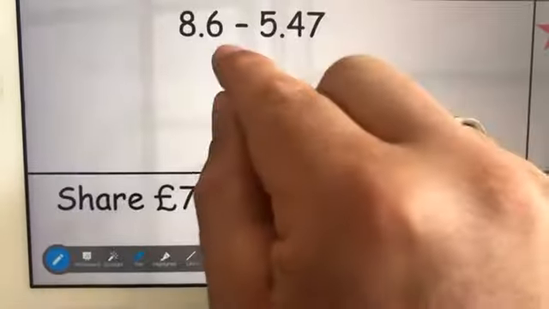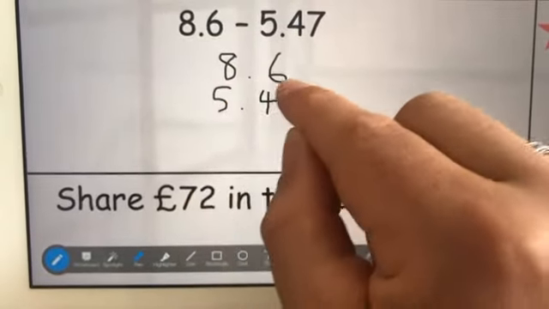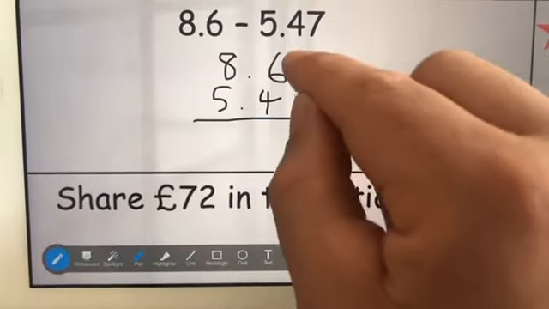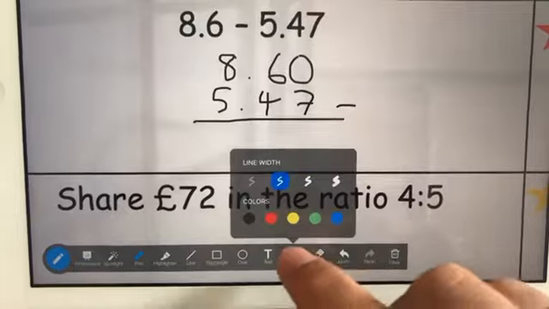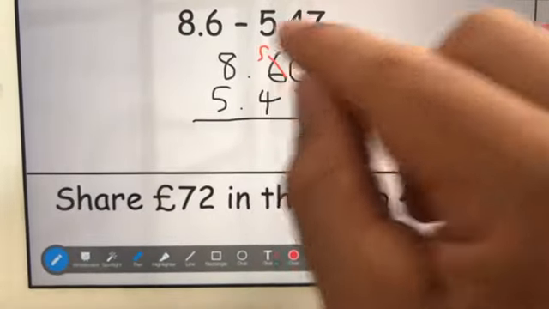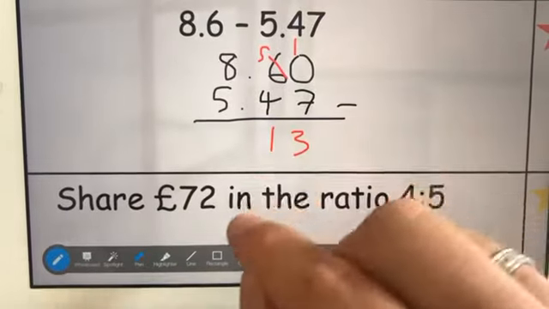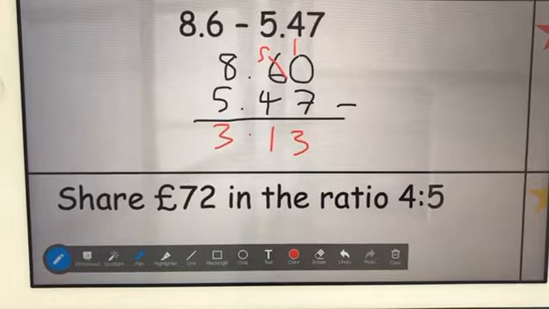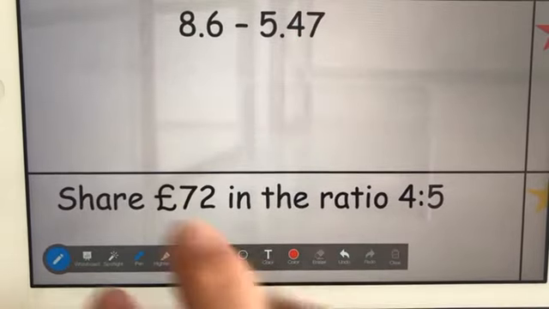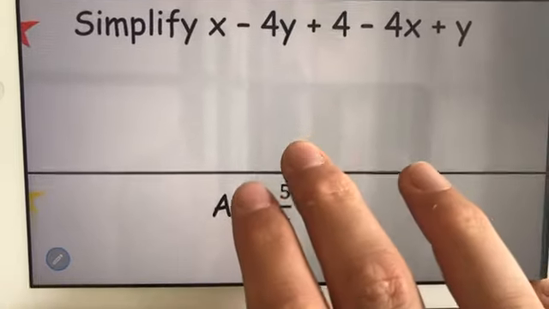8.6 take away 5.47. Again, when you're taking away, fill in any gaps with zeros. 0 take away 7, I can't do that. So what I'm going to do is borrow from the 6, turn it into a 5, turn that 0 into a 10. 10 take away 7 is 3, 5 take away 4 is 1, 8 take away 5 is 3. So my answer is 3.13. That's worth 2 points.